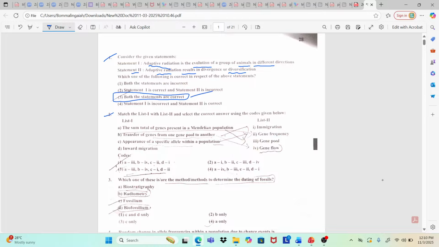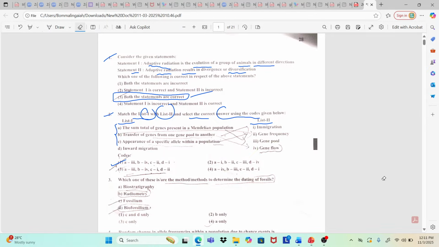Second question, I am not going to explain in detail, just try to give the key answers. Okay, probable key answers, keep it in mind. Next question, match list 1 with list 2. Select the correct answer using the codes given below. Here list 1 is given, list 2 is given. Just analyze these options. Option number 1 is the correct answer.